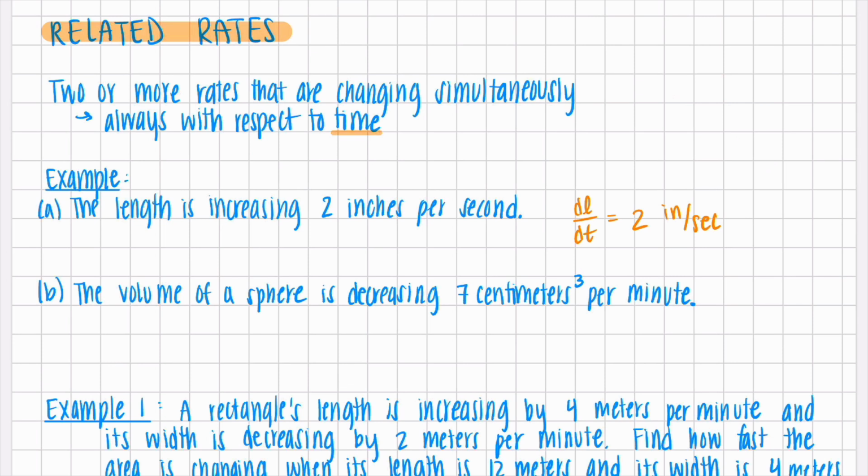Another rate, letter B: the volume of a sphere is decreasing 7 centimeters cubed per minute. So I'm going to use V for volume, dV/dt. Because my volume is decreasing, I'm going to make my rate negative. We need to keep that in mind when we do these problems. So I'm going to say -7, and then my units are centimeters cubed per minute.